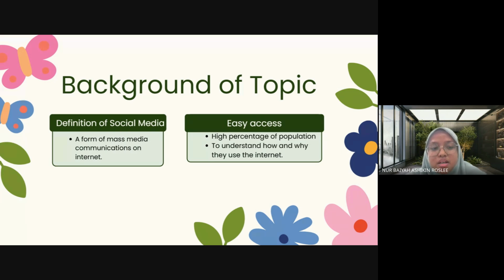So many people are connected online. It becomes essential to understand how and why they use the internet. Studying user behavior helps identify patterns, preferences, and needs. This knowledge can support the development of more relevant digital services, improve online education, guide marketing strategies, and inform government decisions about technology and infrastructure.